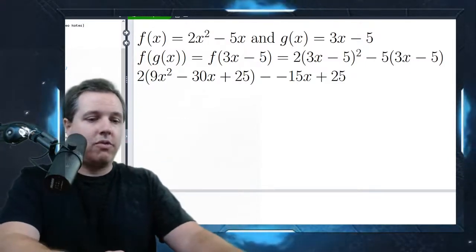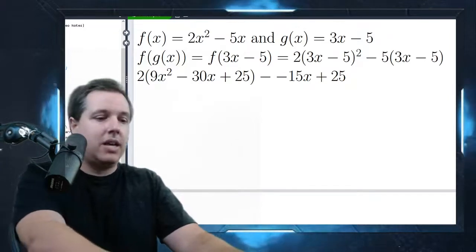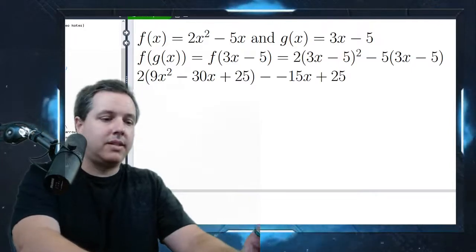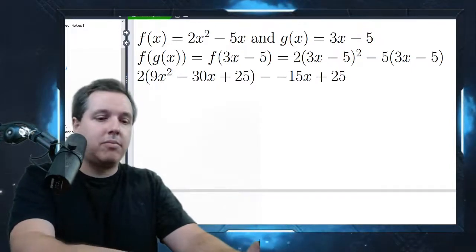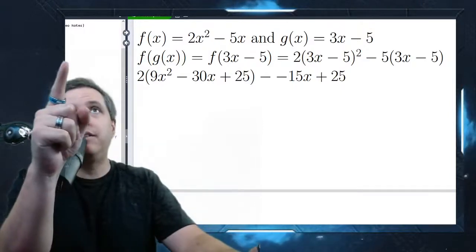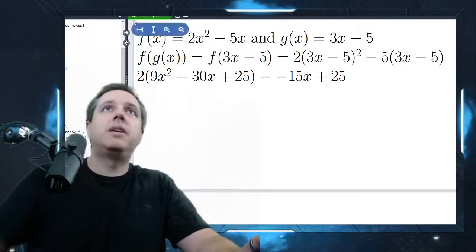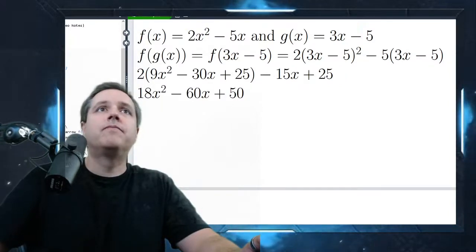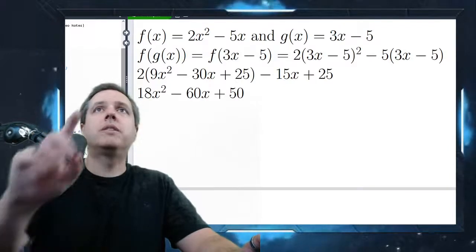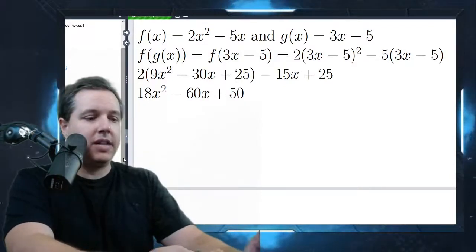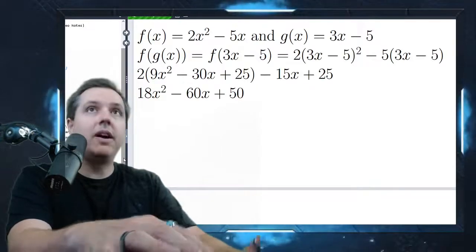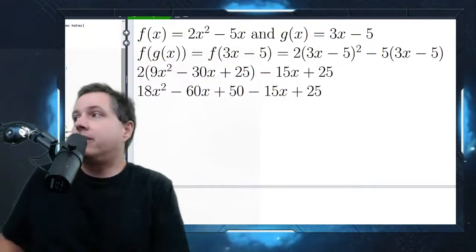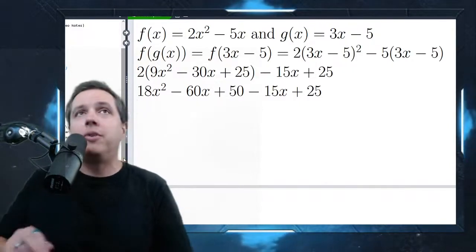So if I go through and I multiply, I'm going to get 18x squared minus 60x plus 50. So I'm just distributing that 2 in. Oops, it hasn't updated. Plus 50, and then we have my minus 15x plus 25. Okay. Now you just simplify everything like you simplified other polynomials in previous chapters.